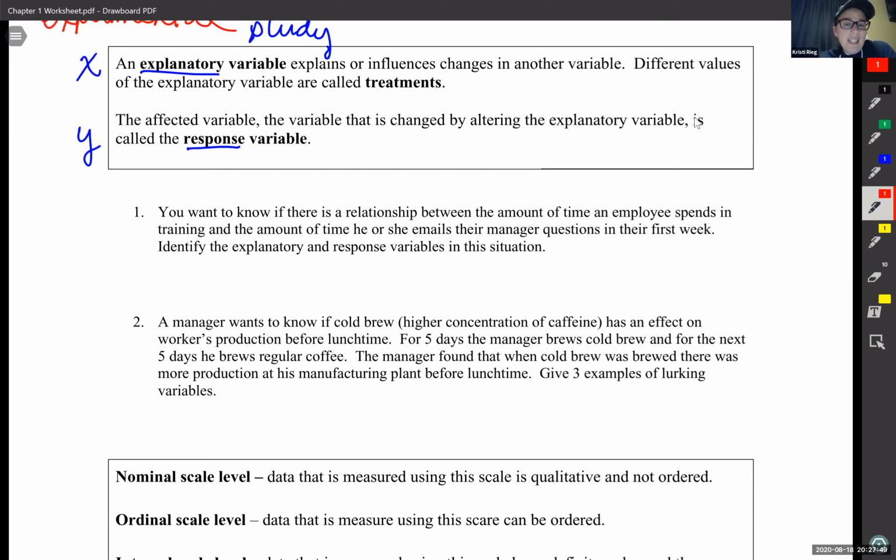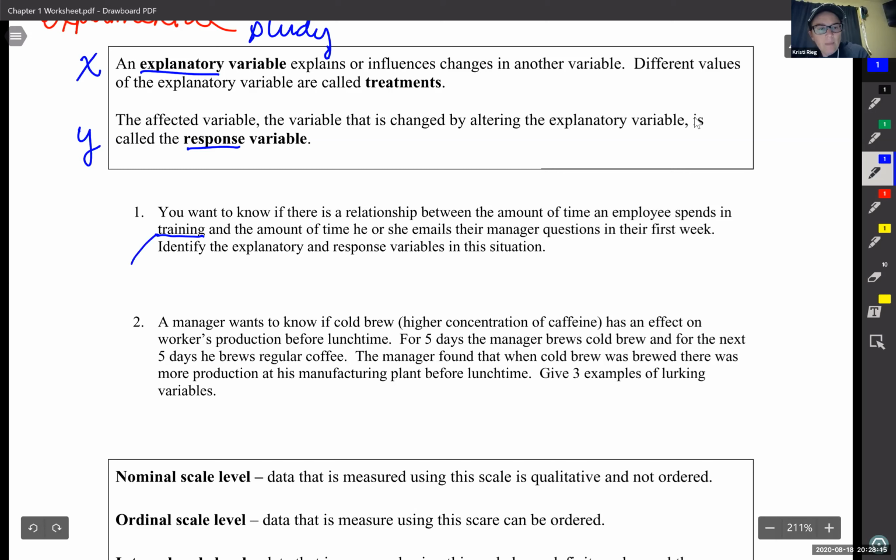Okay, so here we go. You want to know if there's a relationship between the amount of time an employee spends in training and the amount of time he or she emails their manager. So we want to know what's the explanatory and what's the response. Well, what can the manager control versus what is the employee's response? The manager can control the amount of time in training. So that would be the explanatory.